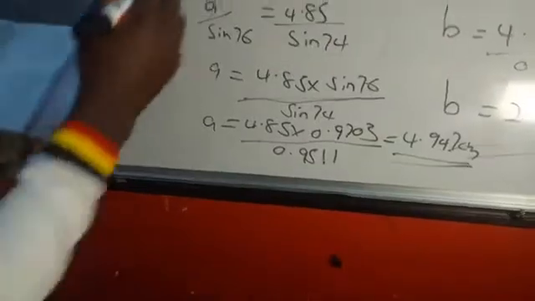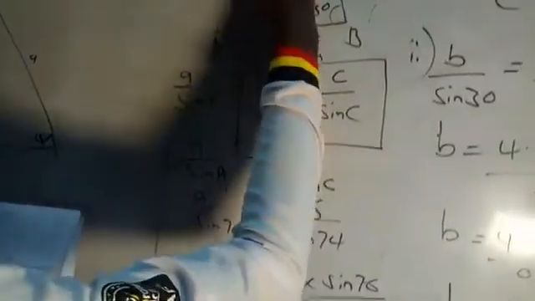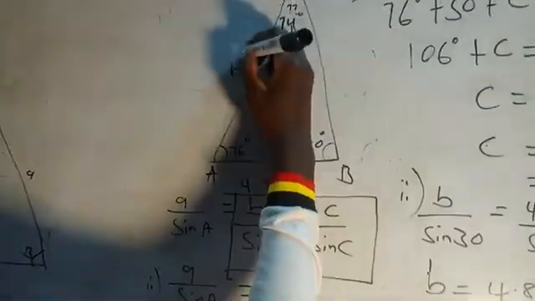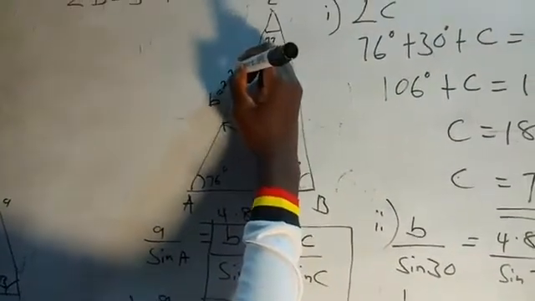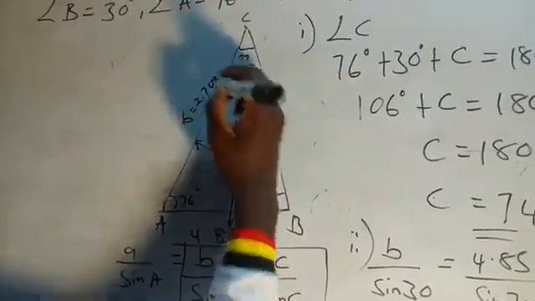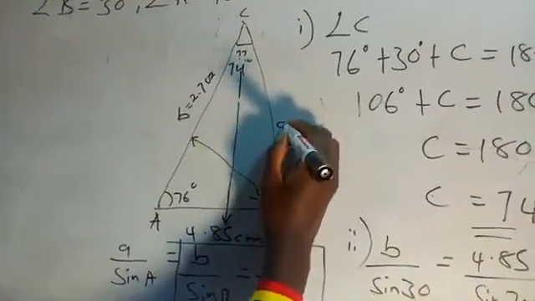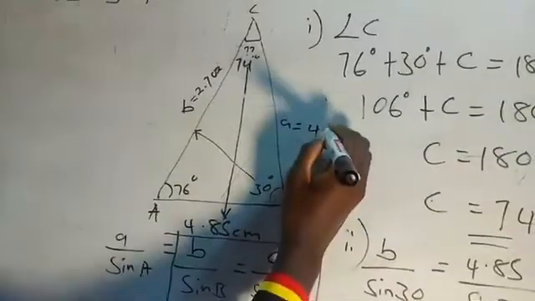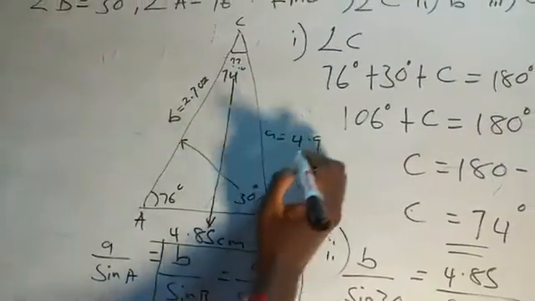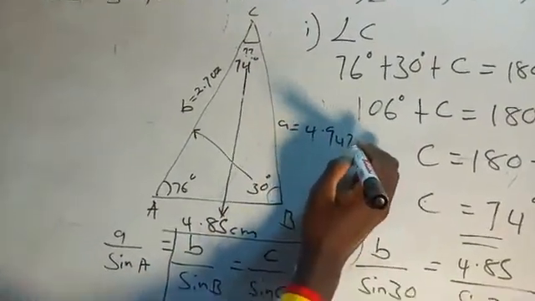So b is equal to 2.702 and a is equal to 4.947 centimeters.